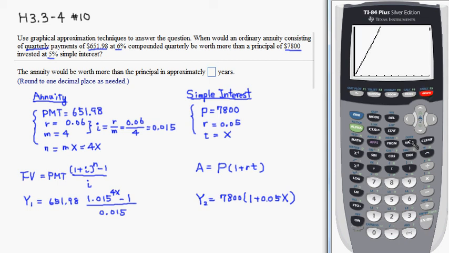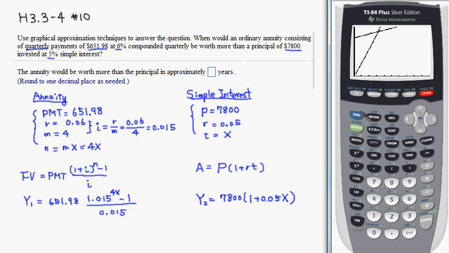So that's the future value of the annuity, and the other one is the simple interest. You can see that the simple interest is higher in the beginning, but since we keep on making payments, the annuity is getting larger and larger, and at some point it's going to catch up with the simple interest. So we are looking for this intersection right here.